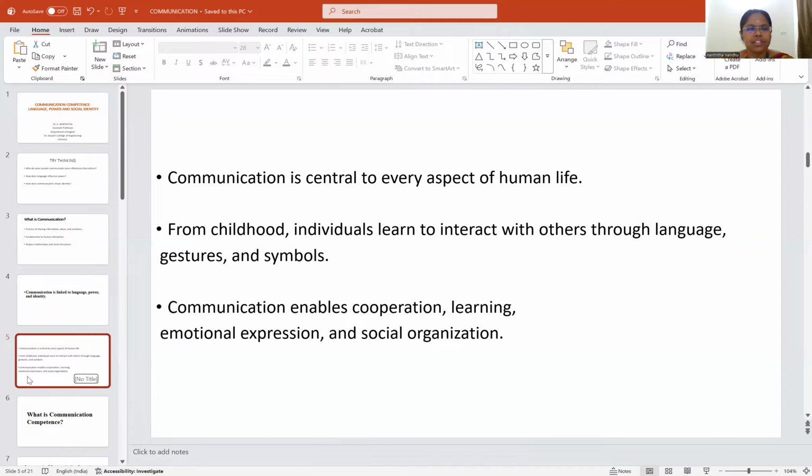Communication is also linked to language, power, and identity. How come? Communication is never neutral. The language people use, the social positions they occupy, and the identities they hold influence how communication occurs and how messages are interpreted. So, based on these things, we have an overview of communication.